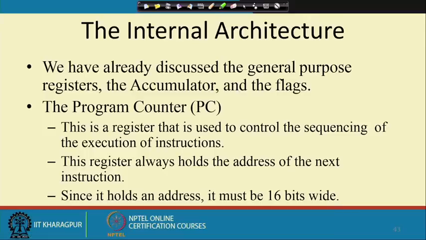Now, apart from these general purpose registers, and special registers like the accumulator and flag, the other register that we have is the program counter. This is a very important register because it is used to control the sequencing of execution of instructions. Which instruction will be executed next by the processor is decided solely by the content of this register, because it holds the address of the next instruction.